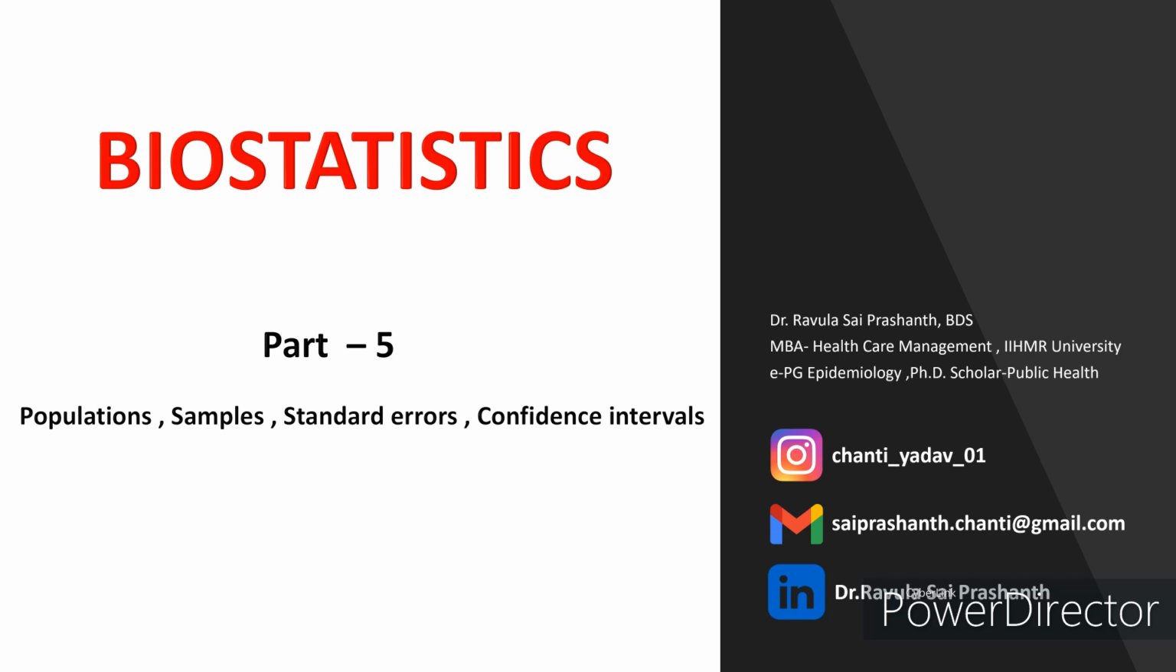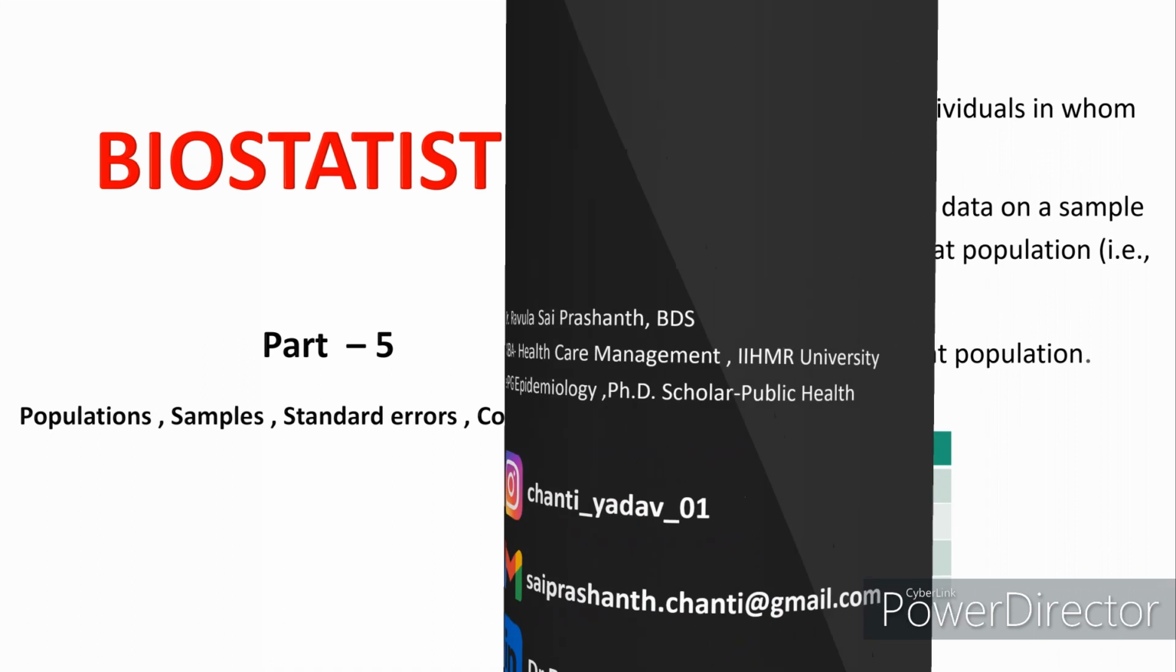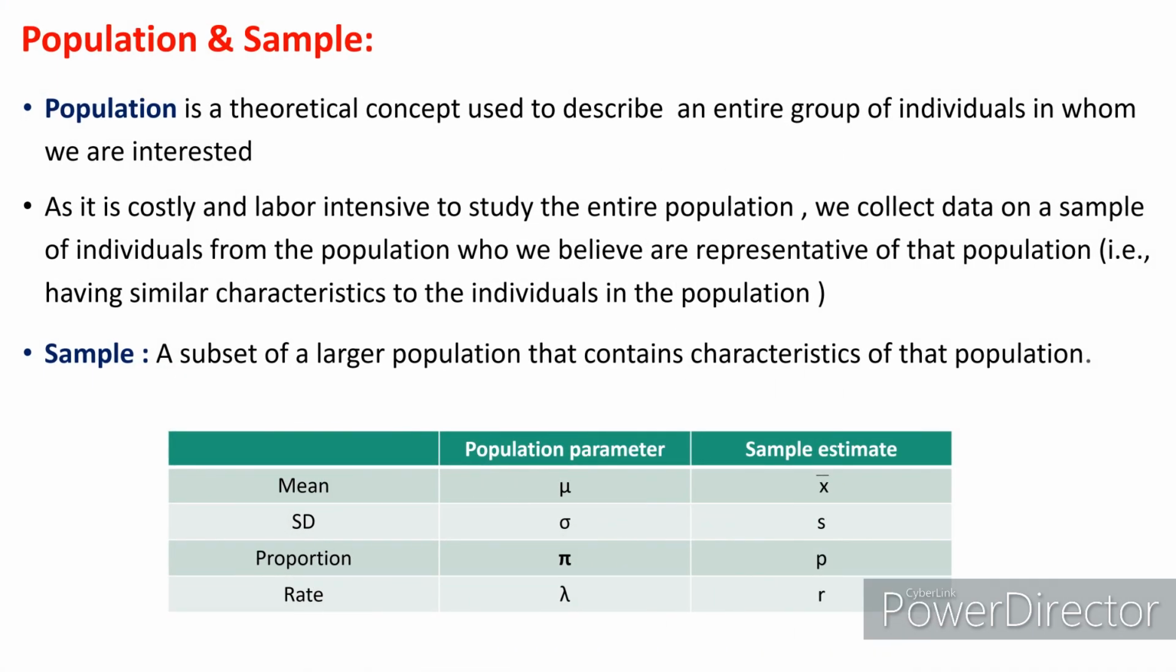In this video, I will discuss the population, sample, standard error and confidence interval. To start with the population and sample, population is a theoretical concept used to describe an entire group of individuals in whom we are interested. As it is costly and labor intensive to study the entire population, we collect data on a sample of individuals from the population who we believe are representative of that population. What does it mean? Having similar characteristics to the individuals in the population. So, a sample is a subset of a larger population that contains characteristics of that particular population.